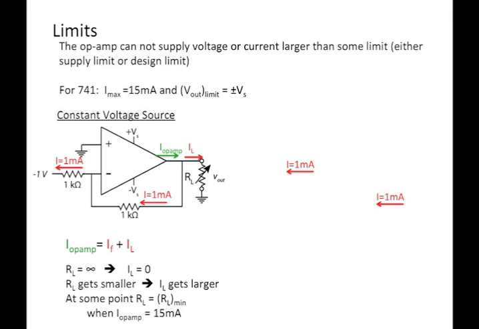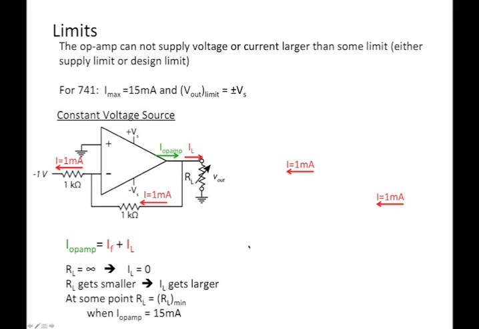There's really two ways to be limited. You can be limited in voltage or limited in current. Okay, so let's look at this. For a typical 741, which is what we're going to use in the lab, typically the maximum current that they can supply is 15 milliamps. And the limit on the output is plus or minus the source voltage that you put into it. Now, typically there's an upper limit that you have to look up. It's on the order of 15 volts, typically.